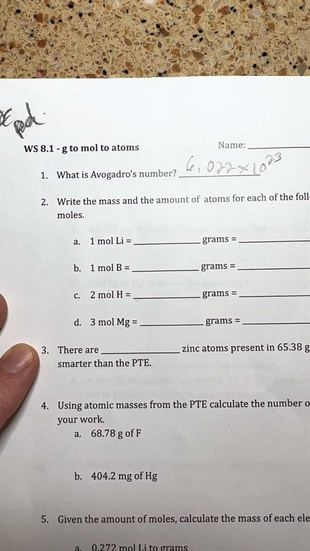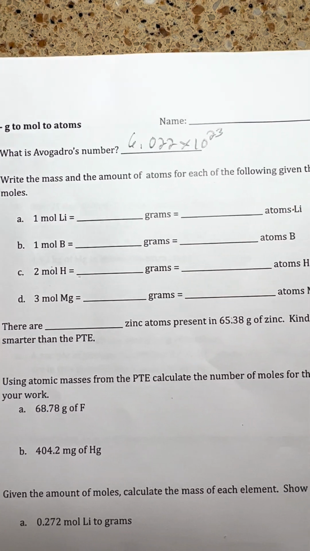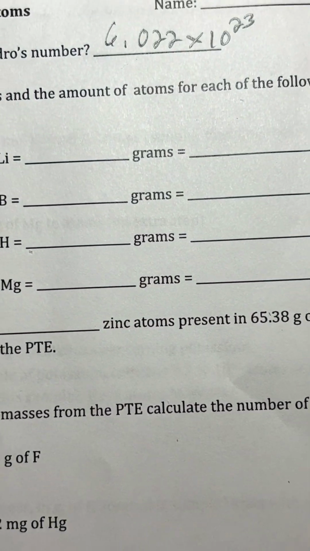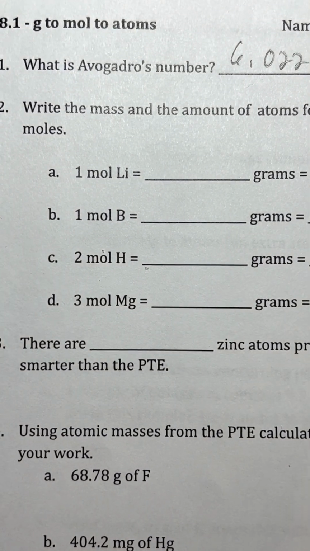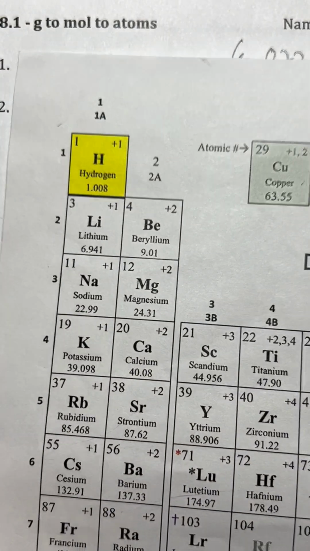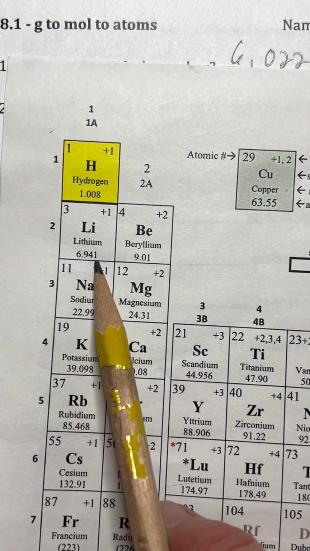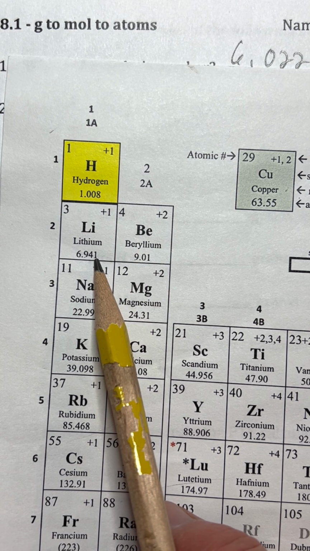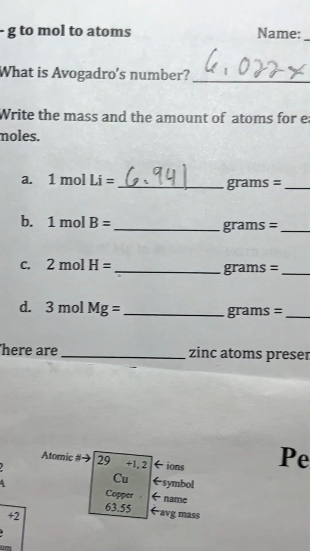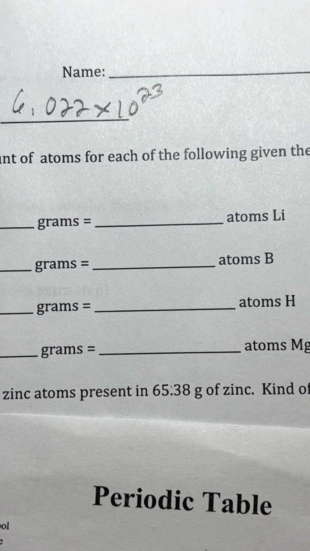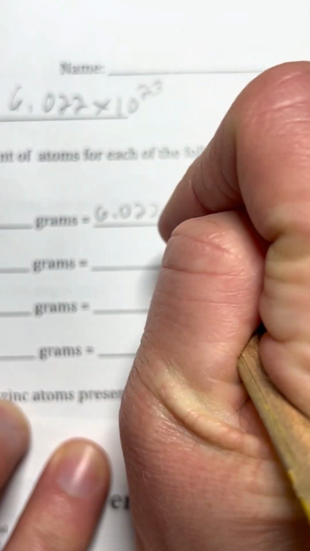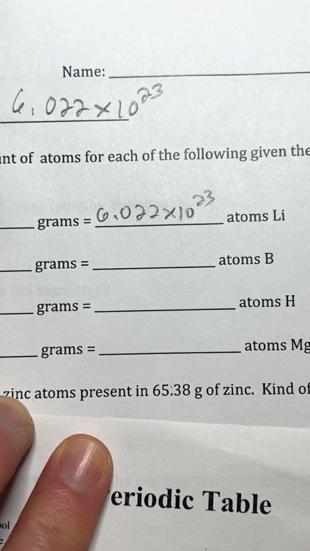The next question says, write the mass and the amount of atoms for each of the following given the amount of moles. So the very first one says 1 mole of lithium. Go to your periodic table. The mass on the periodic table, this mass here at the bottom of lithium represents 1 mole of lithium. So 1 mole of lithium is 6.941 grams. Now, how many atoms is that? You just have to memorize that a mole is 6.022 times 10 to the 23rd atoms.